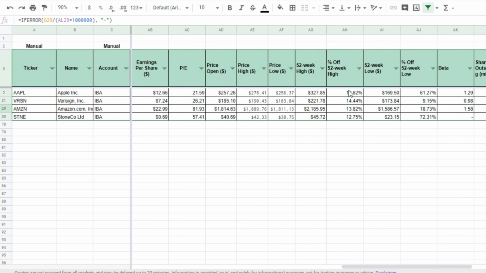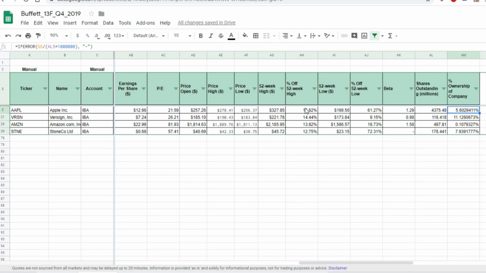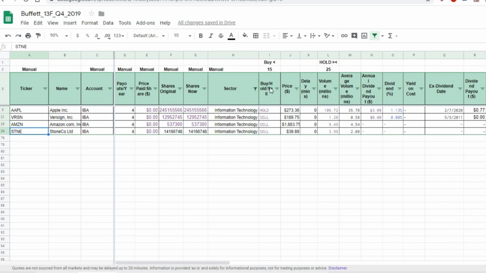Now, this is the kind of cool part that this sheet also provides, is an idea as to what the percentage ownership of the company is. And so you can see here that Warren owns about 5.5% of Apple, which is pretty astonishing considering it's a $1.1 to $1.2 trillion company after last week's kind of downgrade of value in the market here. You can see he owns about 11% of VeriSign and about 8% of StoneCo Limited, which is pretty cool.